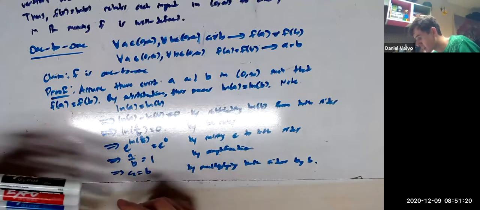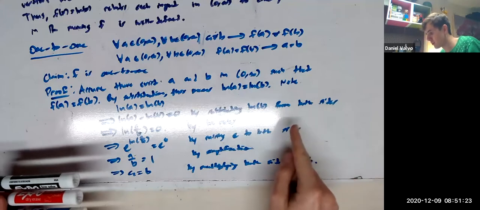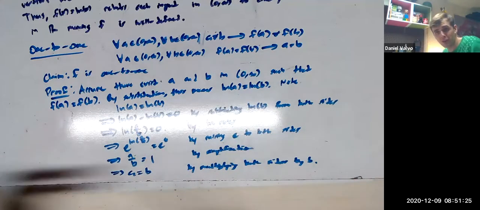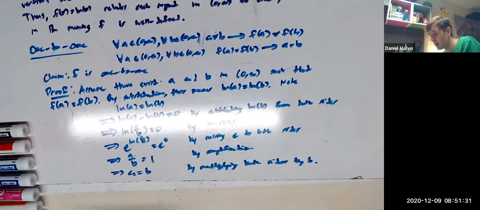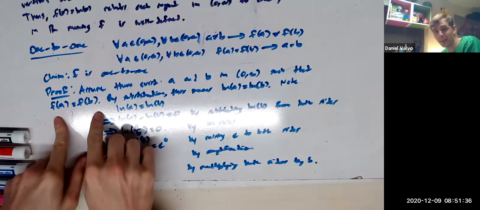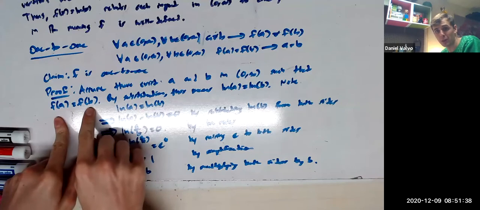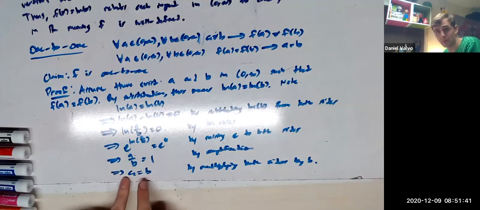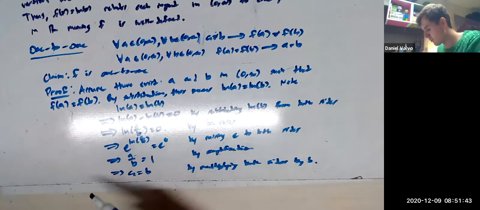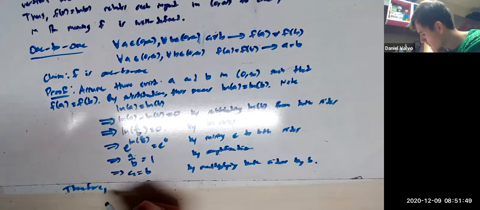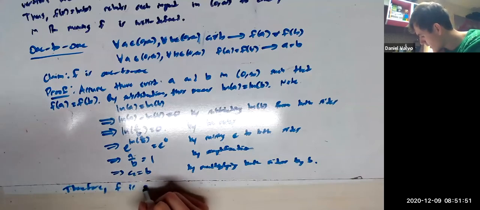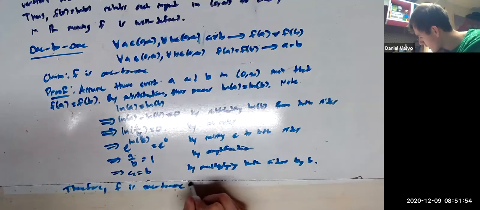So notice we started by assuming there's just an a and b in the domain such that f of a equals f of b, and we've proven a equals b. So what this means is that if these two inputs go to the same output, well, they must not be two different inputs at all. They're just the same number, a equals b. Therefore, f is 1-to-1, otherwise called injective.